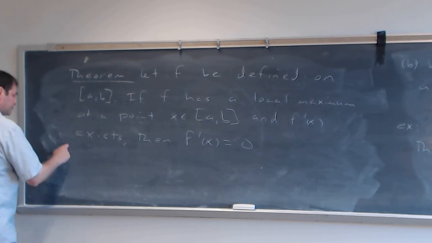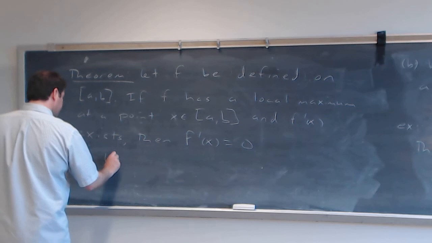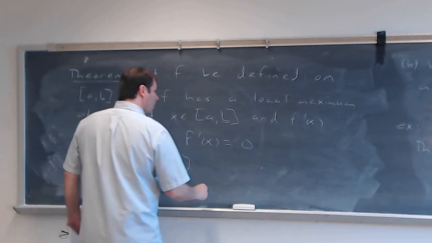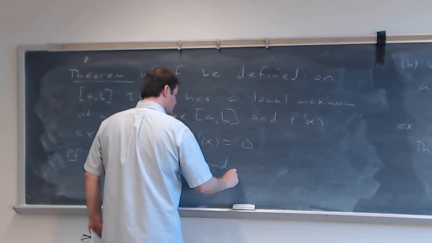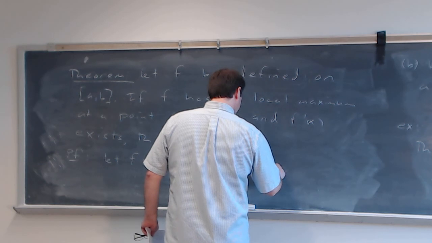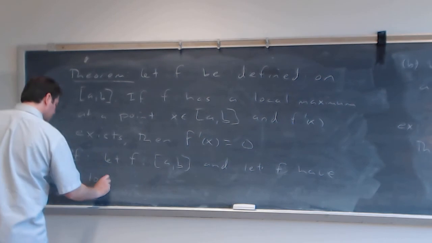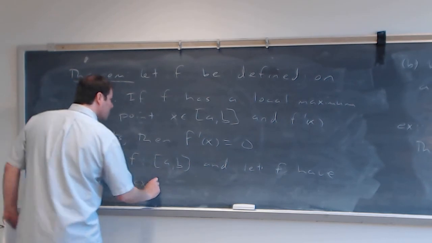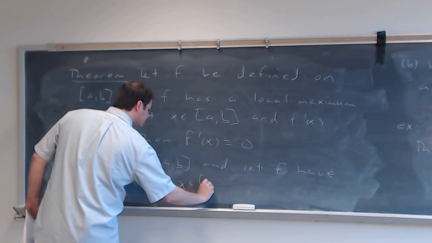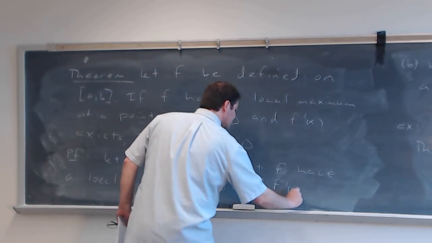Okay, let's look at its proof. So we'll start off with the conditions. We let f be defined from a to b, and let f have a local max at x, element of (a, b), and f prime of x exists.